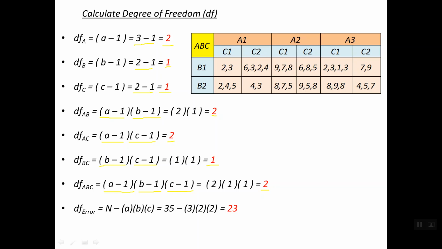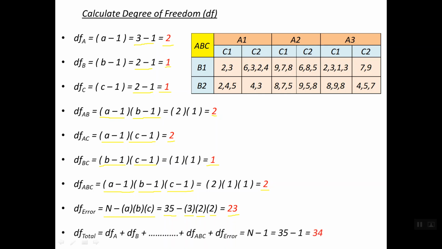And regarding the degree of freedom for the error, we can simply use this formula: capital N, which represents the total number of observations, minus a times b times c. So the total number of observations is equal to 35, while small a is equal to 3, small b is equal to 2, and small c is equal to 2. So the degree of freedom for the error is simply 23.